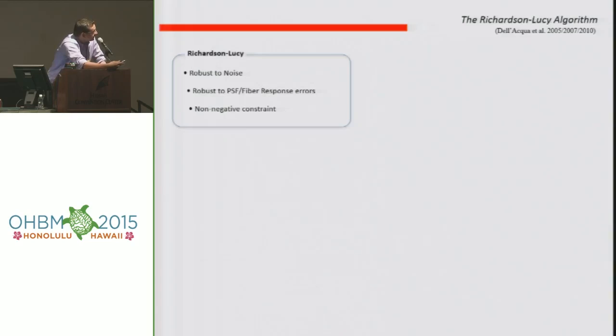Now, there is another method, the one we developed in our lab, which is based on the Richardson-Lucy algorithm. The idea came from the fact that we know Richardson-Lucy is robust to noise and also particularly flexible to errors, when the point spread function, the fiber response function, is not well defined. In our case, because we don't know exactly what the fiber response is, we want a method that is robust to this information as well. At the same time, it has an intrinsic non-negativity constraint, so we don't have to impose one.